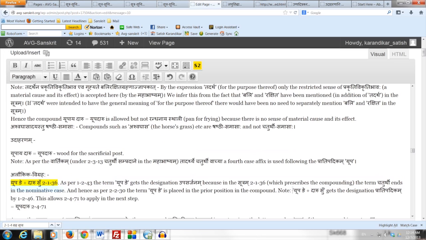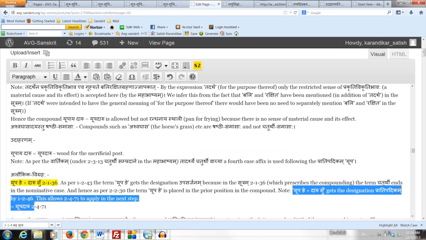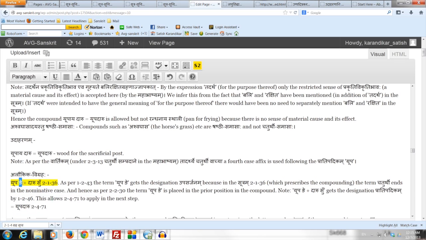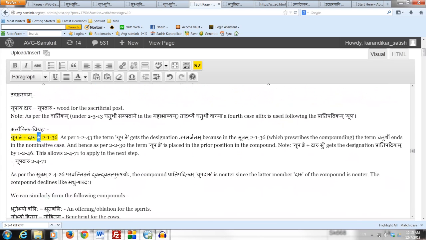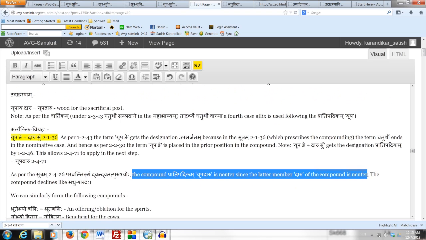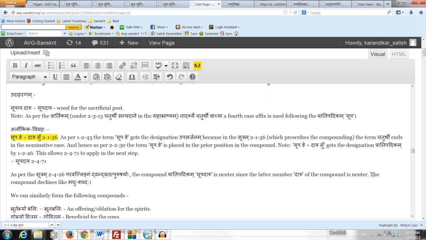Now Yupa Nye Daru Su gets designation Pratipadikam by 1246 Krit Taddhita Samasascha, because we have formed a compound which allows us to apply 2471 Supo Dhatu Pratipadikayoho to do the luk elision on the sup affixes Nye and Su which are in the compound Pratipadikam to get the final form Yupa Daru. Now as per the Sutram 2426 Paravalingam Dvandva Tatpurushayoho, the compound Pratipadikam Yupa Daru is neuter since the latter member Daru of the compound is neuter. Compound declines like Madhu shabdaha. Prathama Ekavachanam is Yupa Daru.